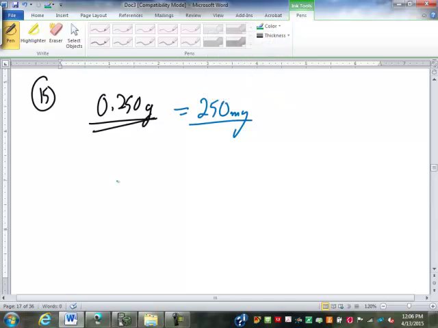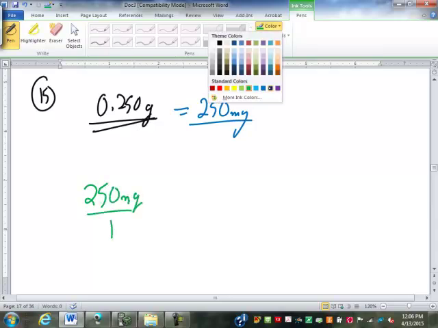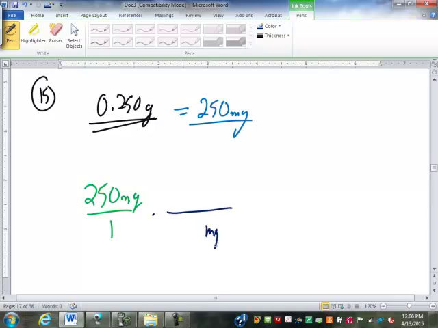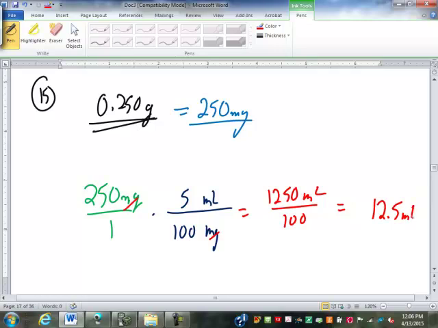Next, I take that 250 milligrams, put it over 1, and we're going to convert. Milligrams will go on bottom, milliliters on top. And it tells us 100 milligrams per 5 milliliters. Milligrams cancel. That is 1,250 milliliters over 100. Divides out to be 12.5 milliliters.